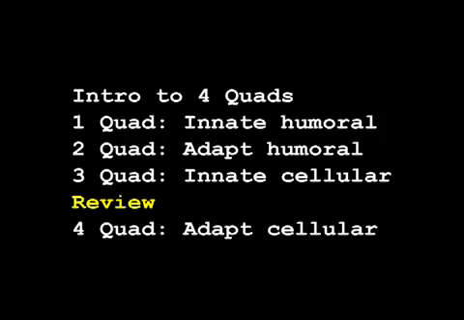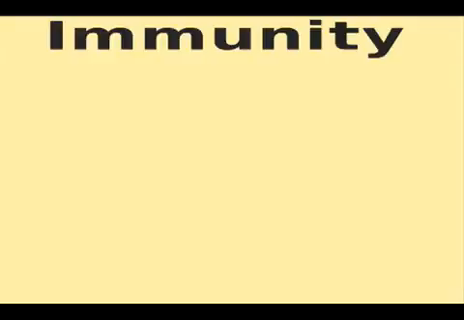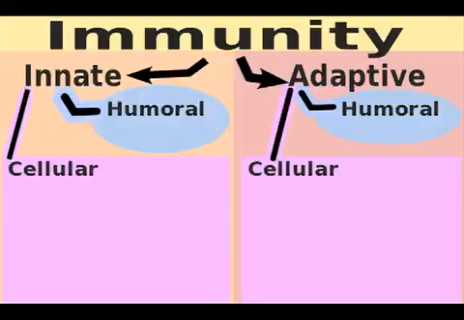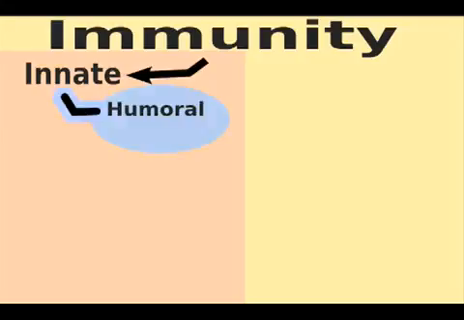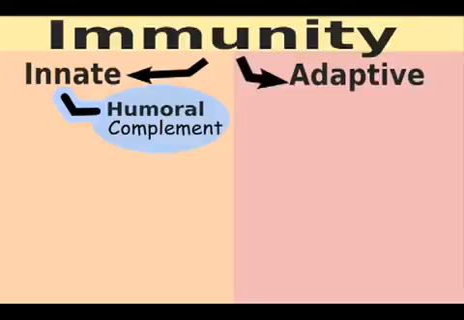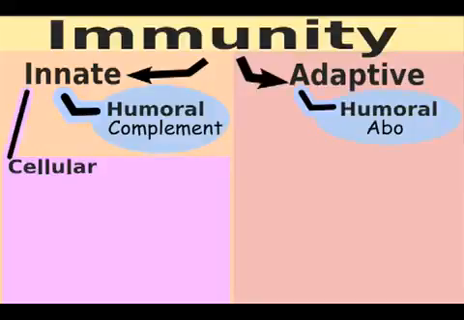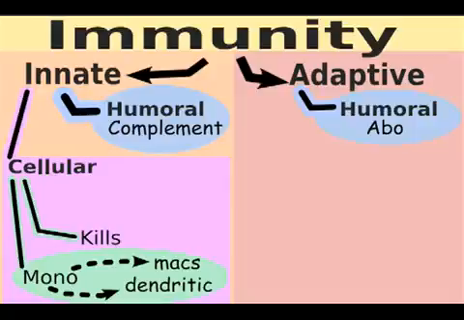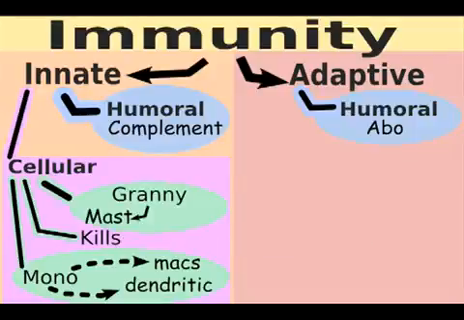Quick review before the last quadrant. Immunity is innate or adaptive. Innate and adaptive are divided into humoral or cellular. We know that innate humoral involves complement. Adaptive humoral involves antibodies. Innate cellular involves mono kills granny. Monocytes grow up to be macrophages or dendritic cells. Kill refers to natural killer cells, and granny refers to either mast or fil cells.